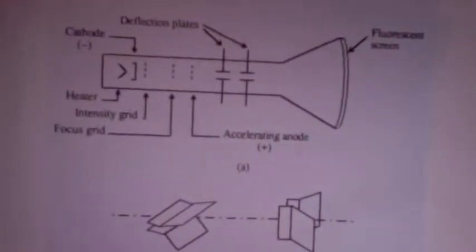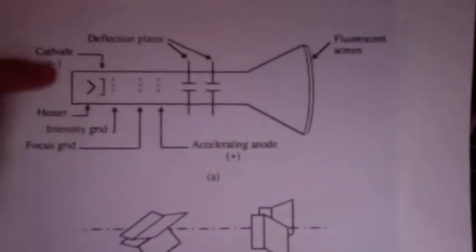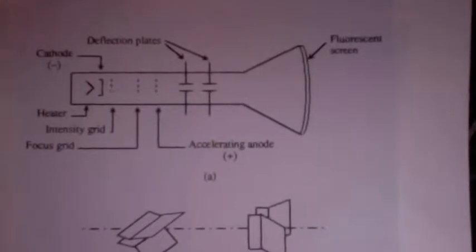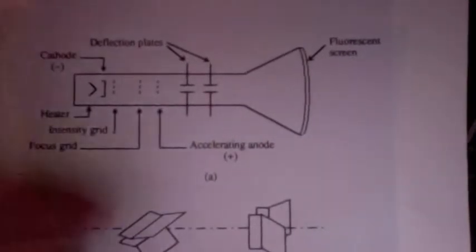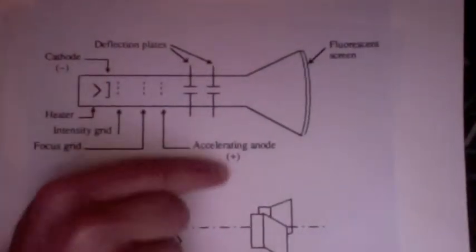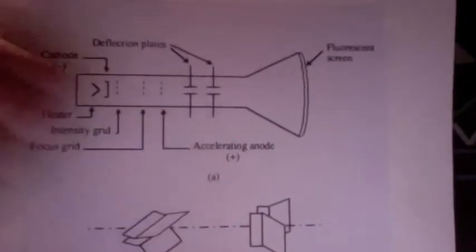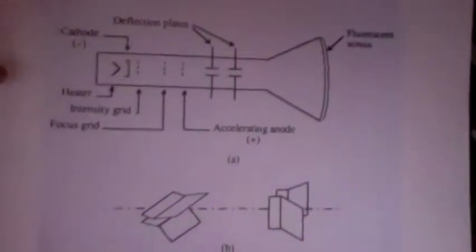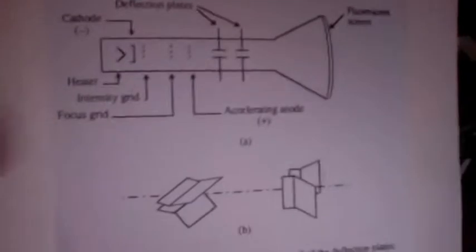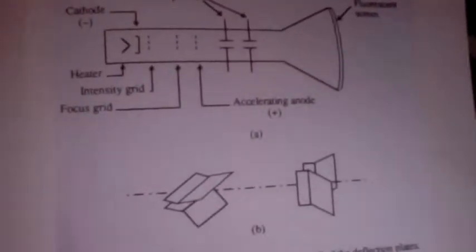Now this is a picture of the cathode ray tube. As you can see, there is a cathode here, which is the negative charge in the cathode ray tube, and there is an anode here, which is the positive charge. A beam of electrons is shot through the cathode ray tube and then hits the fluorescent screen to stop it.